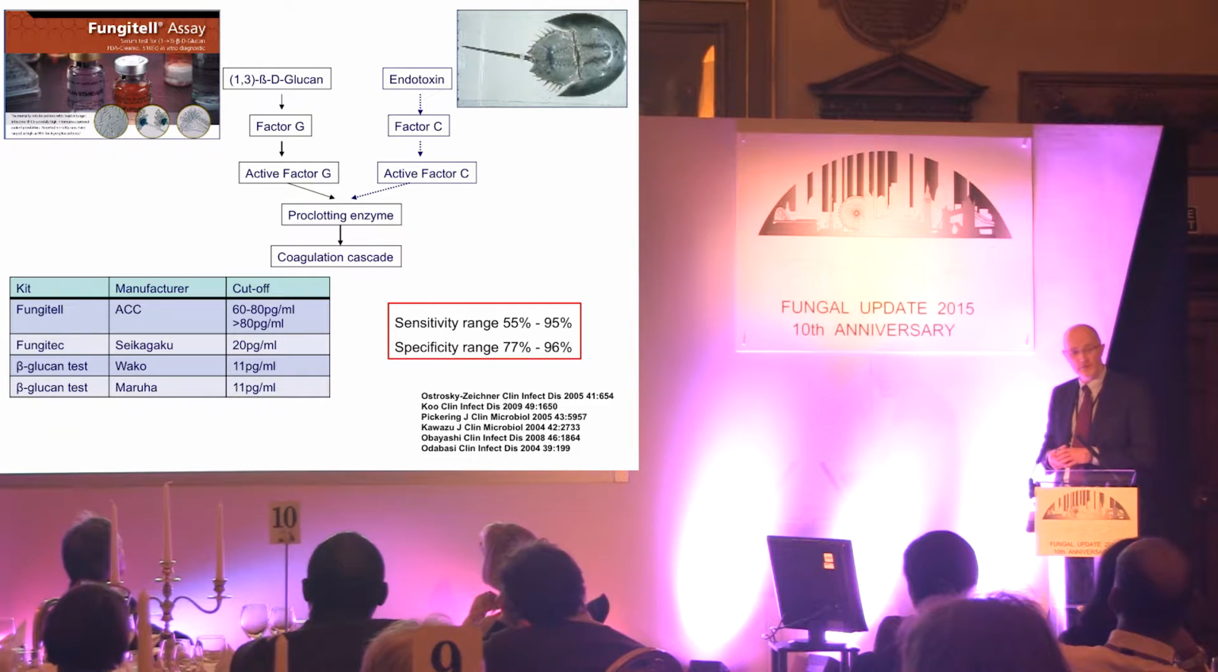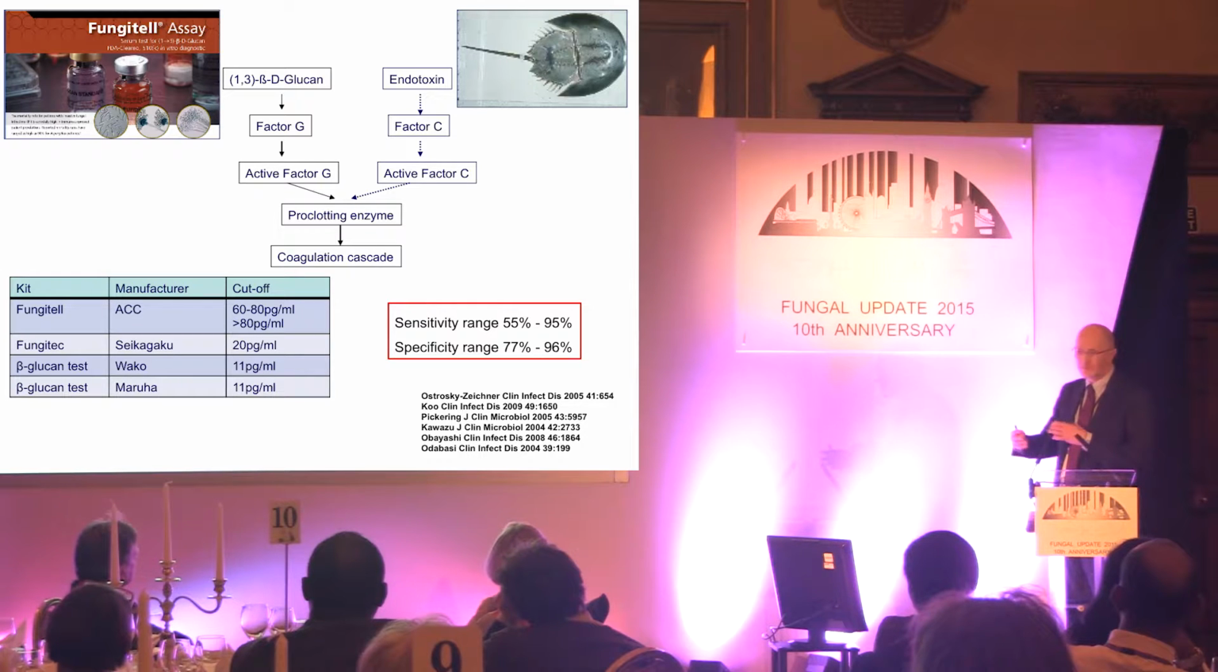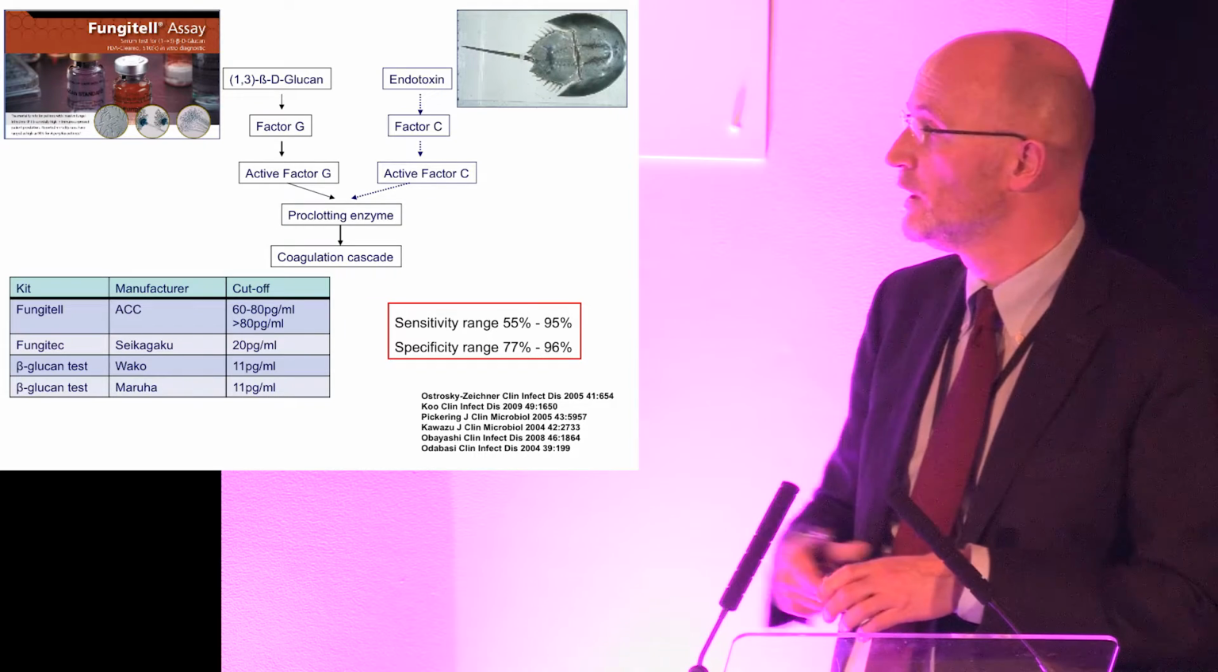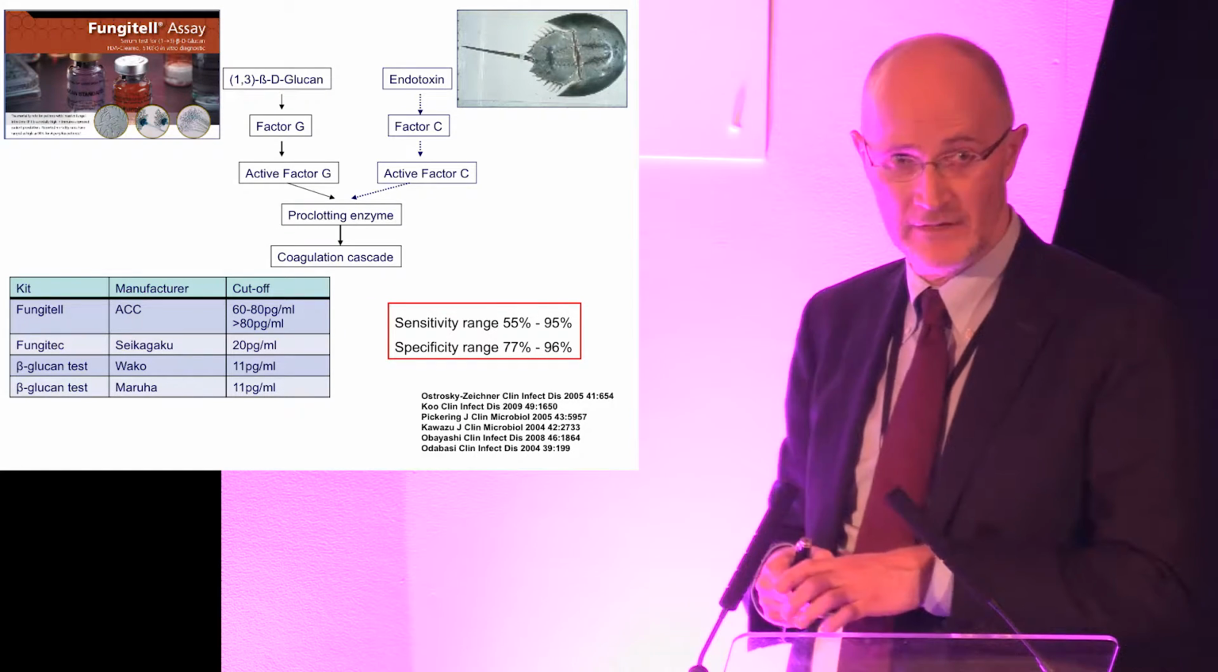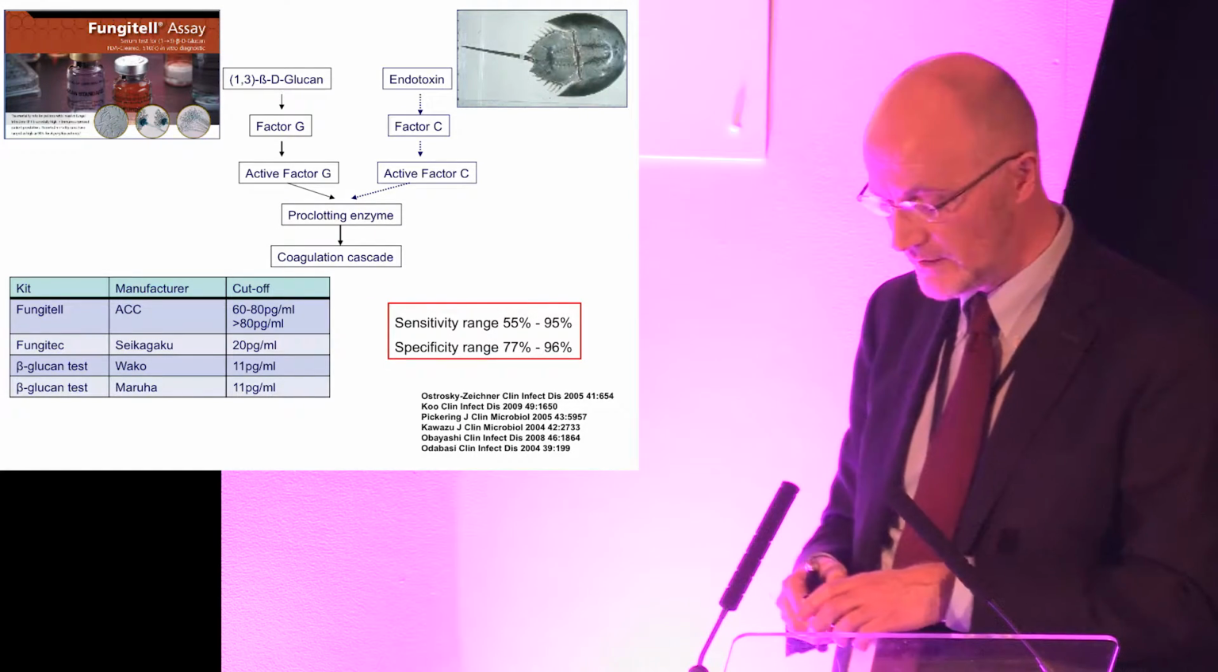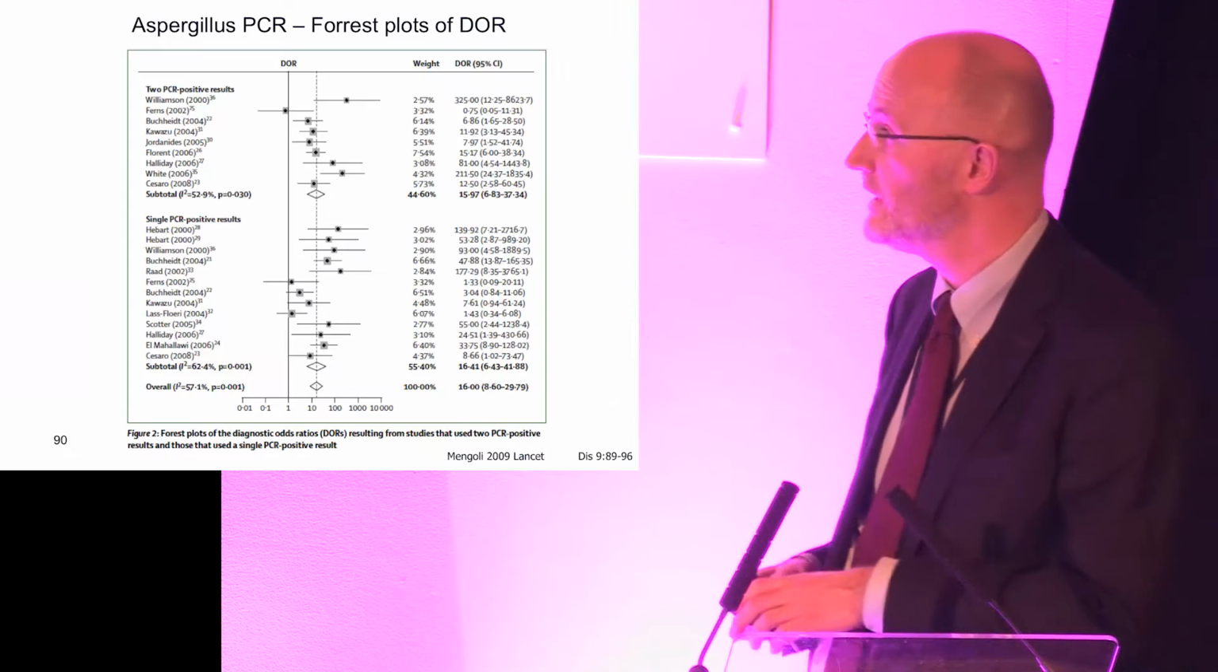Glucan is also available to us. Of course, glucan will identify more fungi than the galactomannan test will. There's much less experience with this test. I really don't know much about it at all. But several studies would indicate that the sensitivity and specificity are in the healthy range.